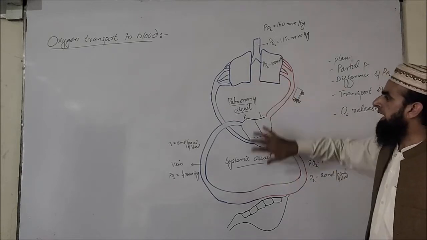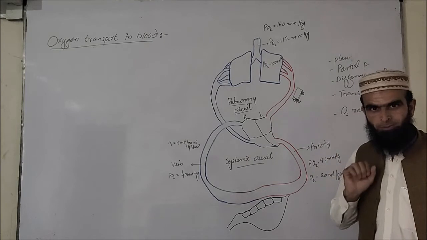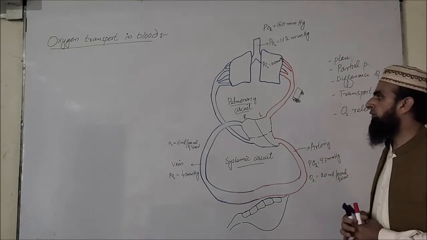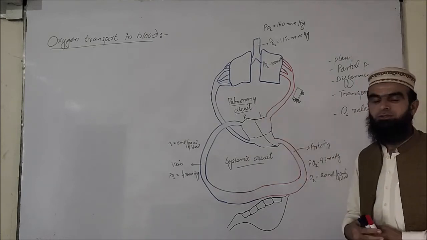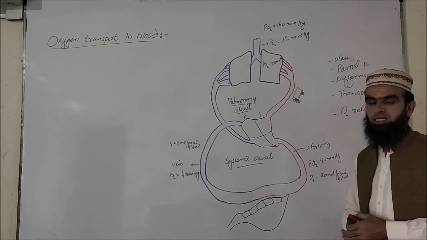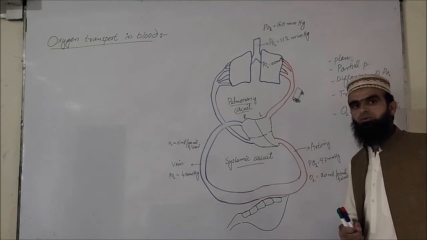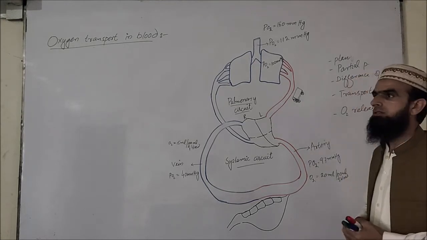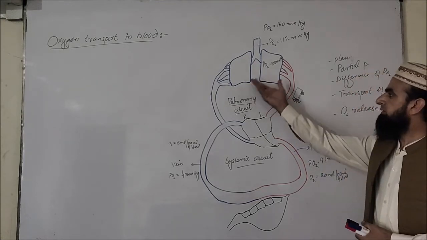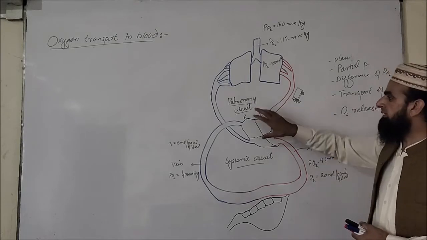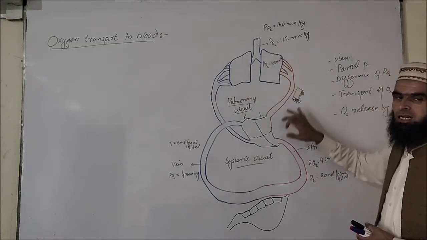So there is a double circuit plan in the body of human beings. You have to note it. It is a very important question for the students of class first year as well. And if you people are going to appear in the entry tests, then this question will help you. That the human body has a double circuit plan.